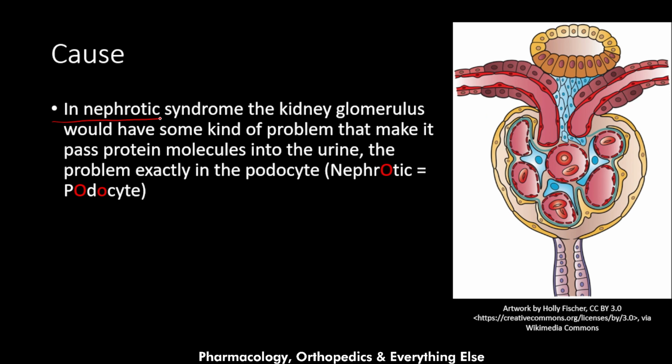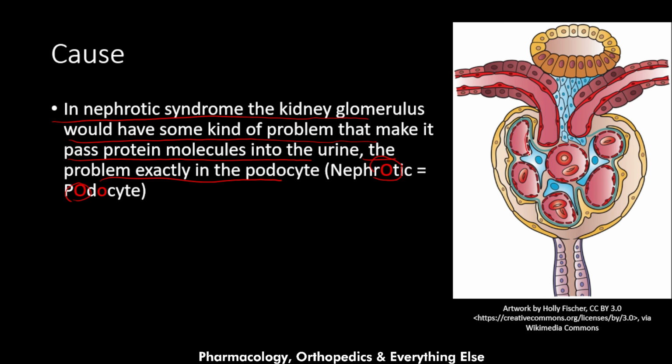So in nephrotic syndrome, the kidney glomerulus would have some kind of problem that makes it pass the protein molecules into the urine. Normally the protein molecules would not pass, but in nephrotic syndrome, the protein molecules would pass. And the problem is exactly in the podocytes. And you remember that by the O in nephrotic is the O in podocytes. So in nephrotic syndrome, the podocytes are the problem.